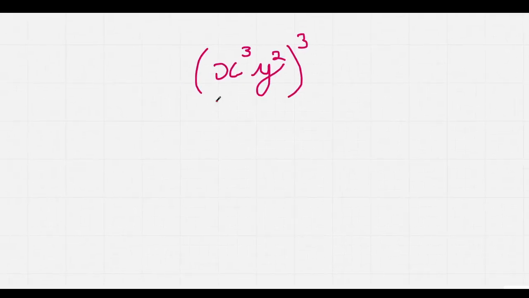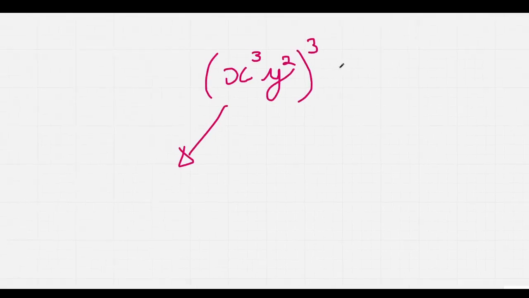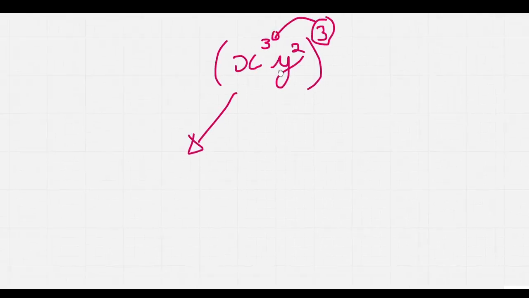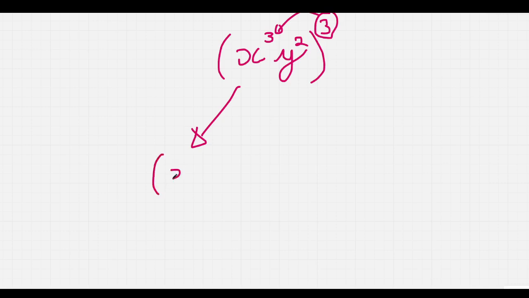Let's say we have x to the power of 3 and y to the power of 2, all raised to the power of 3. There are two ways that we can express this rule. Firstly, I can just quickly do it. I can go 3 times 3, which becomes x to the power of 9, and I can go 3 times 2, which becomes y to the power of 6.